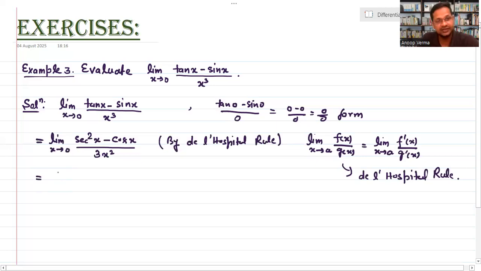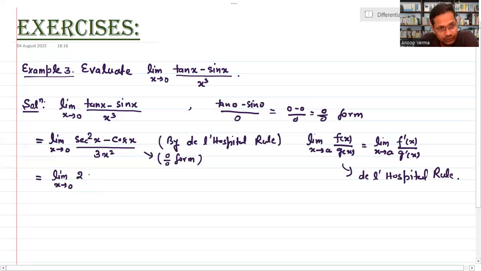Now you can see that when we put x equal to 0 here, sec square 0 is 1 and cos 0 is 1, so 1 minus 1 upon 0, you will get again the 0 upon 0 form. So this is again a 0 upon 0 form. So again apply the L'Hospital rule. This is limit x tending to 0, again take the derivative of sec square x.